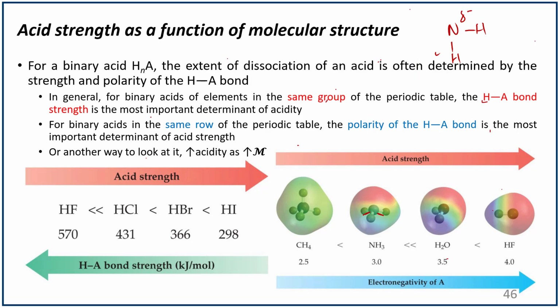Now, there's a rough rule for binary acids, and the rough rule is basically the higher the molar mass of the binary acid, the more acidic it is. But again, that rule stems basically from these two facts. That for binary acids of the same group, the weaker the HA bond is, then the more acidic a compound is. And then for binary acids of the same row, the more polar the HA bond is, then the more acidic a compound is.